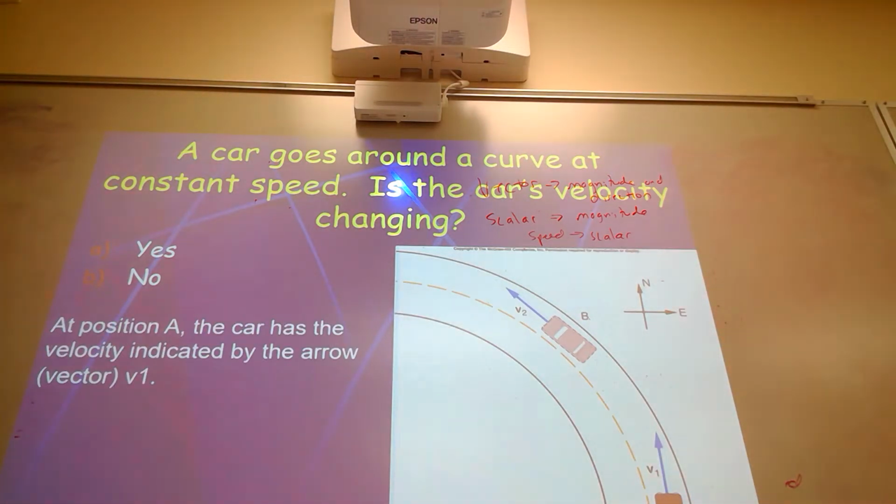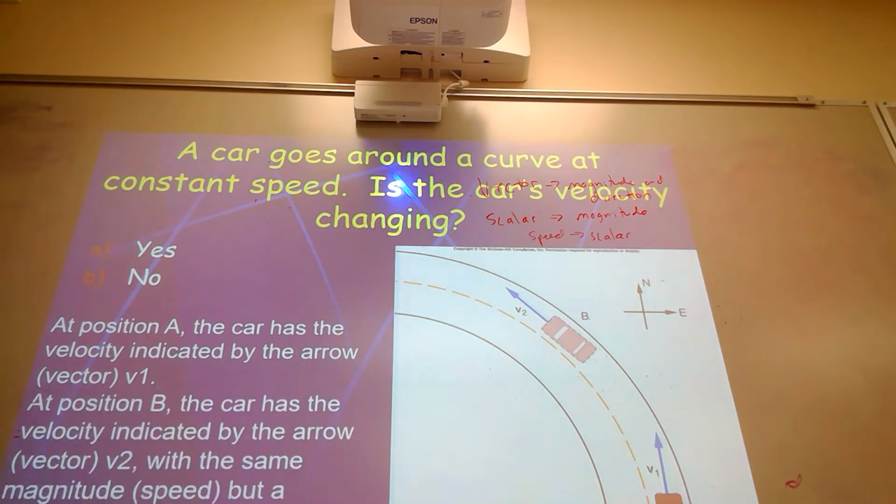At position A, the car has a velocity indicated by the arrow vector v1. At position B, the car has a velocity indicated by the arrow vector v2 with the same magnitude, speed, but a different direction. So if you're changing direction, you're changing velocity, but there's no change in speed. Notice how these vectors have the same length because the speed has not changed, but they point in a different direction, okay?